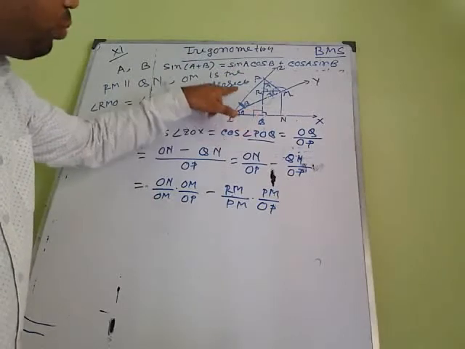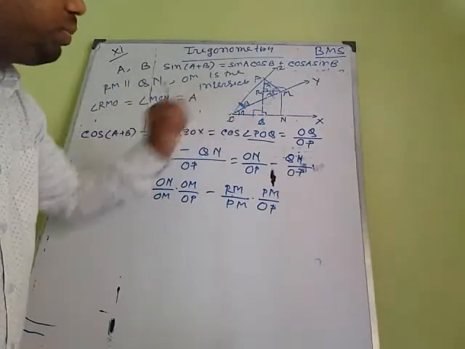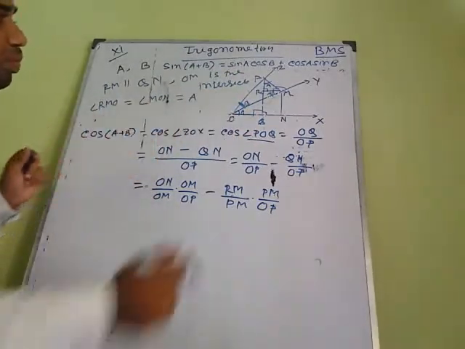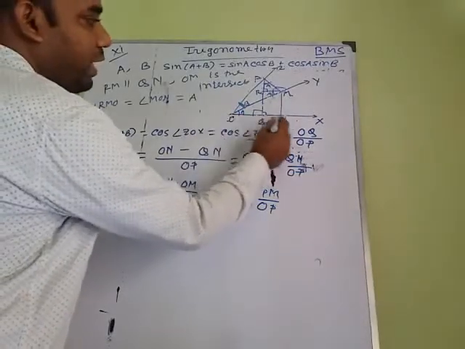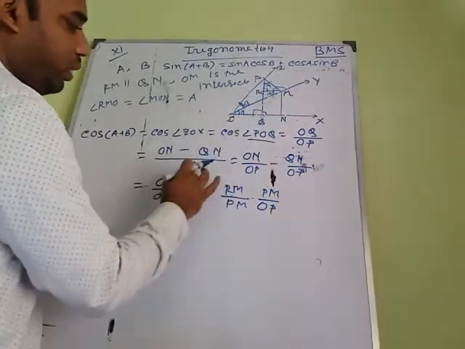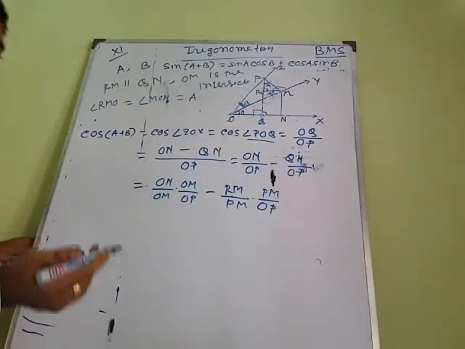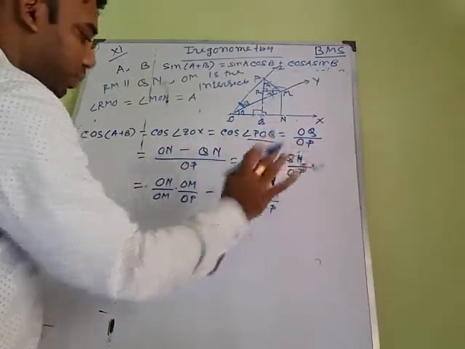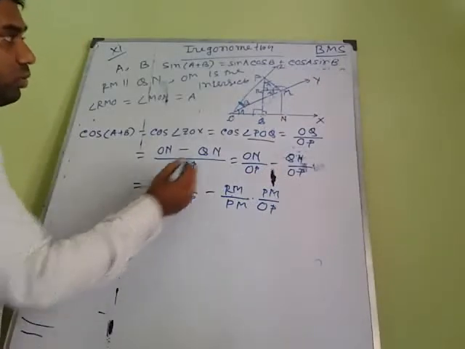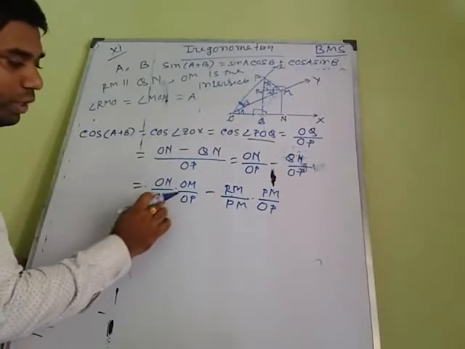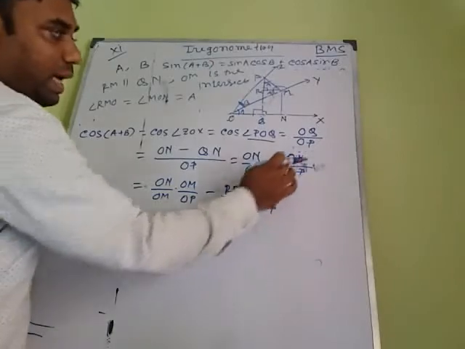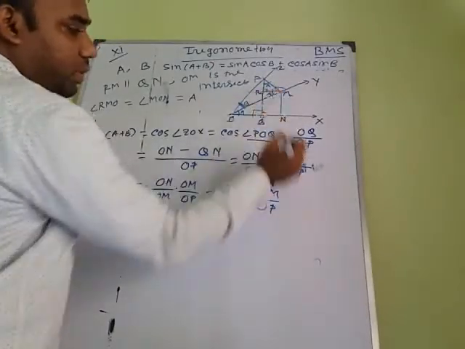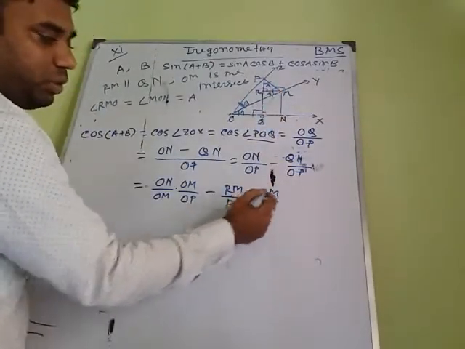That is 90 degrees. The opposite side is the hypotenuse. This one is the base. Now OQ means ON minus QN, by OP. Now separate it by part. That is ON by OP minus QN by OP. Now ON, just include ON. Okay, and in this part, as QN equals RM, just include here PM into PM.